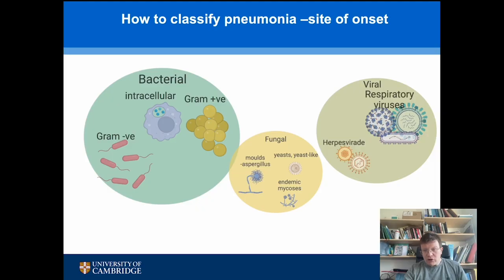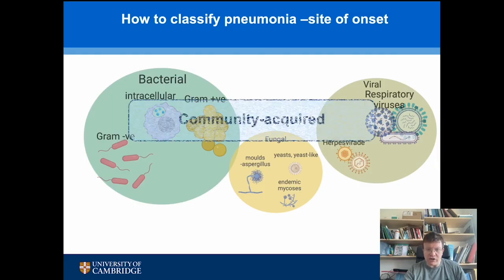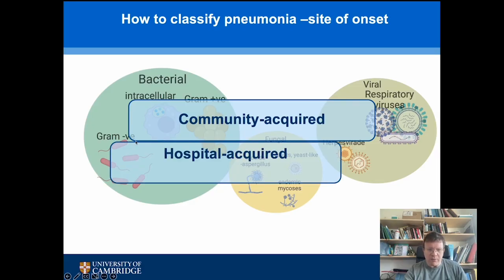Because of the difficulties with microbial cultures, which we'll discuss shortly, we tend to classify pneumonia by their site of onset. So community-acquired pneumonia, as I said, is predominantly intracellular, the atypical and gram-positive organisms, and respiratory viruses with a few fungi, but fungi are pretty rare in that setting. Hospital-acquired pneumonia has many more gram-negatives, a few gram-positives, and fungi more predominant, and we do see some viral hospital-acquired pneumonia, and of course remember that ventilator-associated pneumonia is really just a subset of HAP.